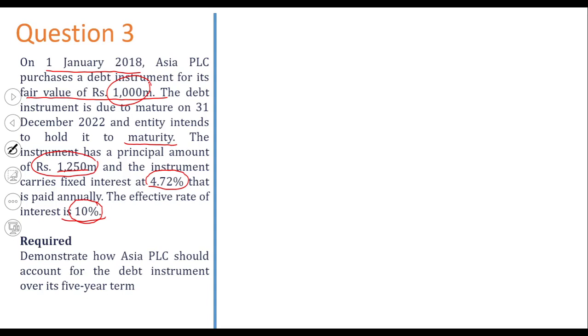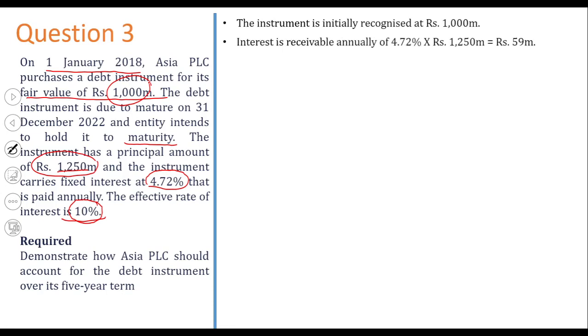So they have given us the fair value, right? Fair value is given, and we know how much the instrument principal amount is. Principal amount says this is what you get at maturity, right? So initially we should measure at 1,000. Is there any transaction cost involved? No transaction cost, so nothing to worry about there.